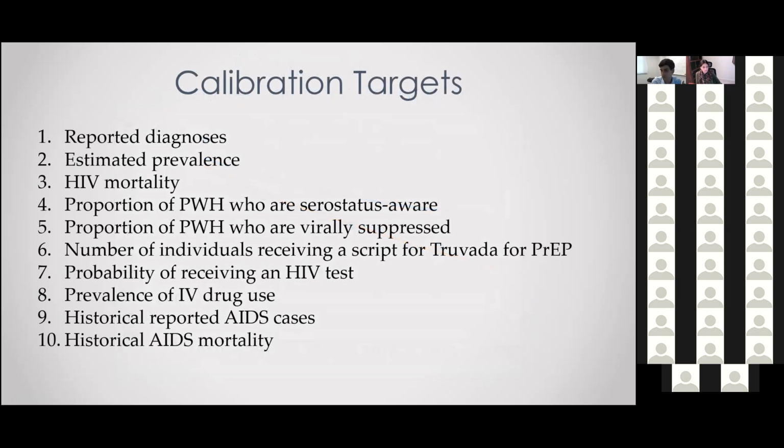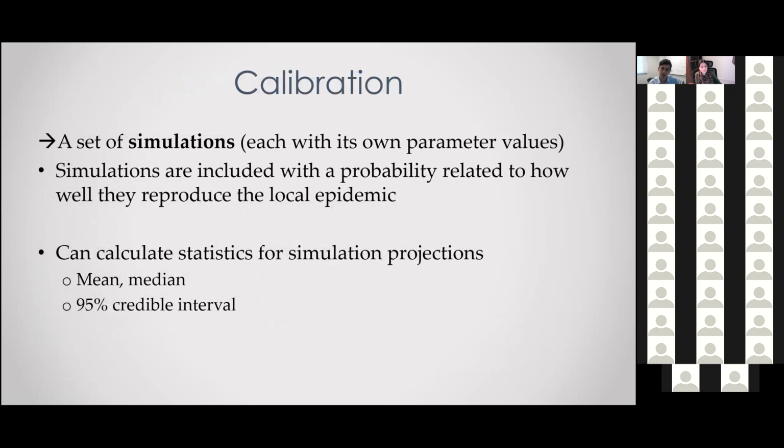And I showed you there for new diagnoses, but we're actually trying to reproduce a whole bunch of different targets, right? Diagnoses, prevalence, mortality. We also want to reproduce the proportion of people who know their status, the proportion with HIV who are virally suppressed. We want to reproduce PrEP prescriptions, the probability of receiving an HIV test, the prevalence of IV drug use, and then some historical data from early in the epidemic to help us get our prevalence targets right.